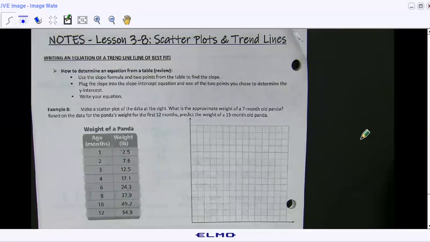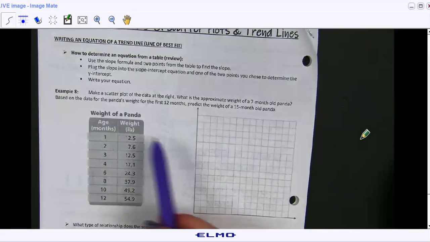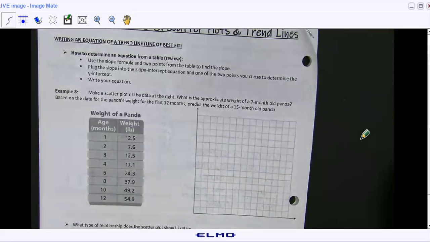Okay, on the back, writing an equation of a trend line. So what we're going to do is graph this and describe it like normal, but then we're going to create an equation. I'm going to show you how to create an equation from a graph.